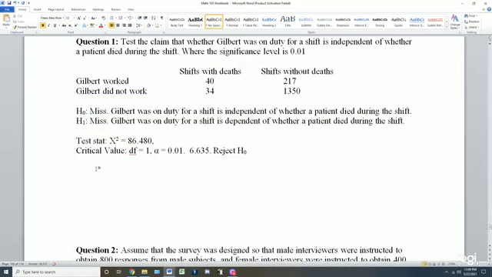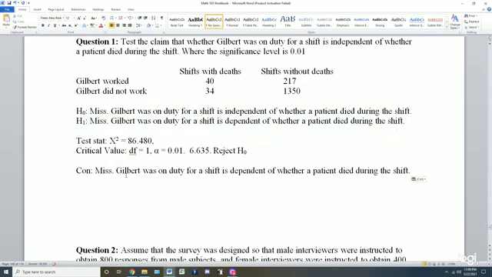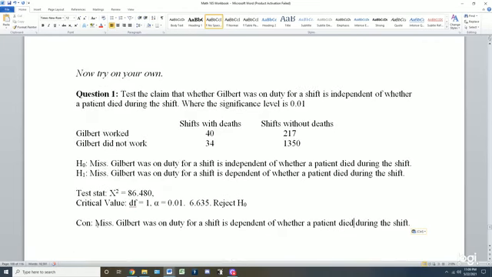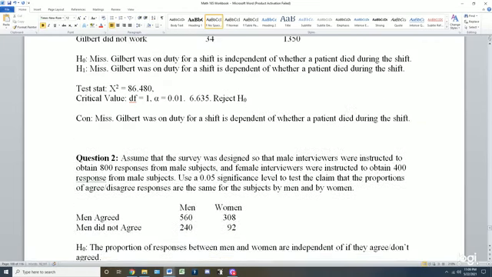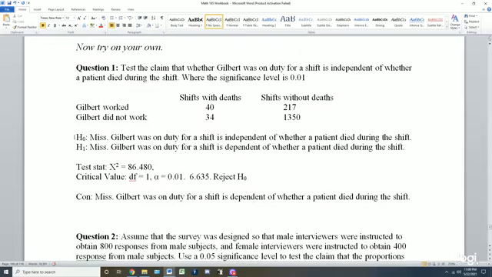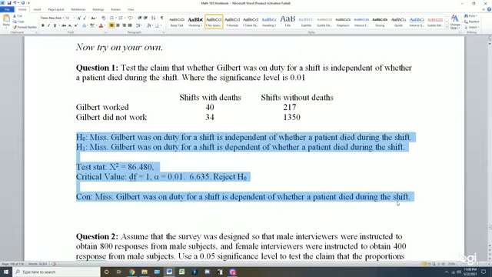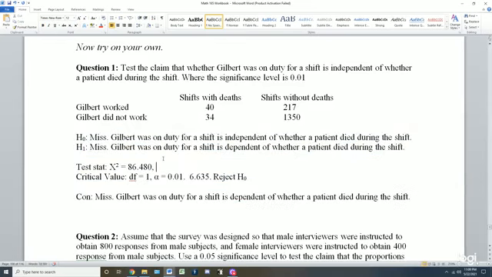Okay, so therefore, when it comes to our conclusion, there is a big effect, right? Whether Miss Gilbert was on duty is very dependent on whether the patient died during her shift. So obviously this wasn't the aha moment in the case, but this was actually used in the case to signify there's more evidence to show that she actually killed her patients.